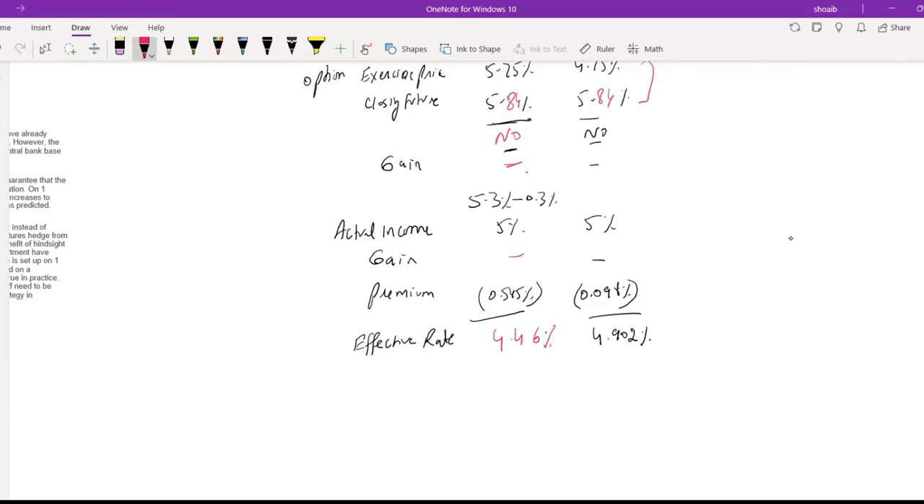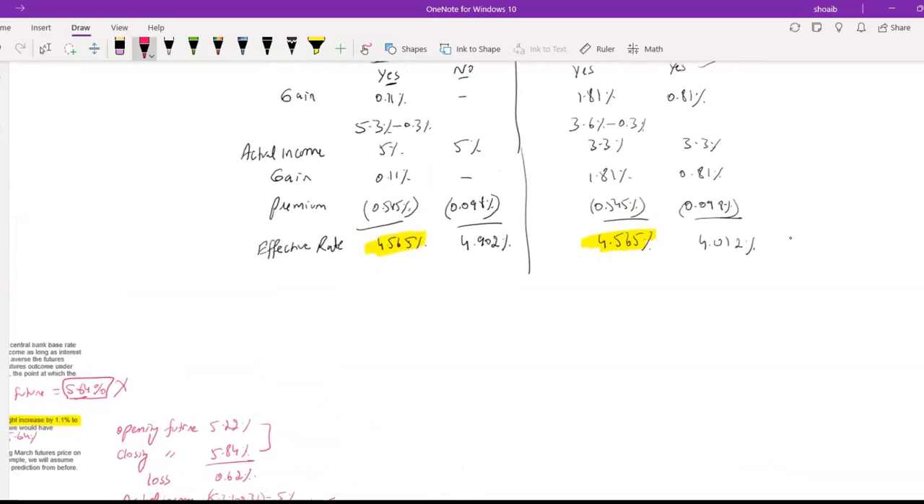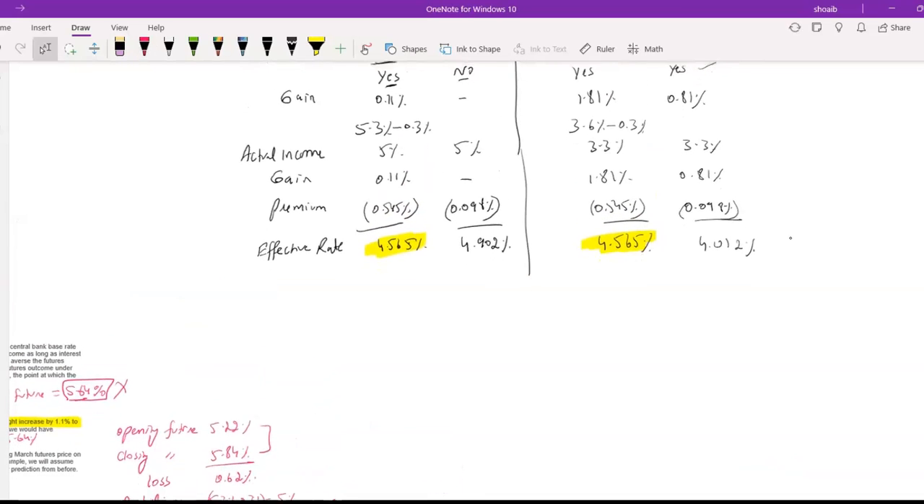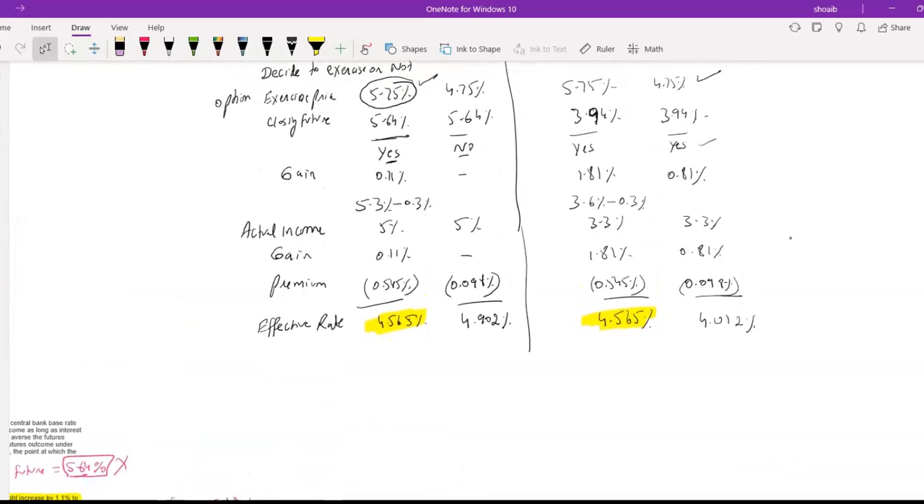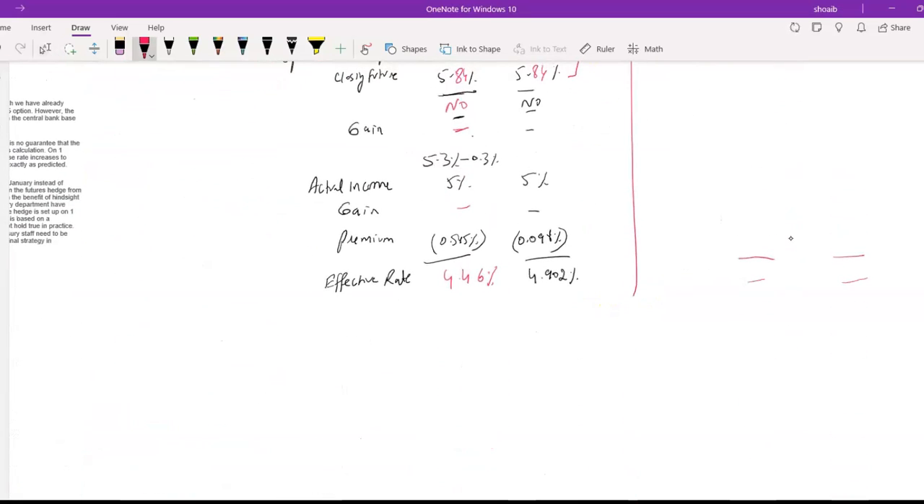Okay. Sir, why have you not solved the other part, the 3.6% case? That will not change, because in B part, the examiner is only asking about the increase in interest rate. That will remain same. That is 5.65 and 4.01. Okay, that would remain same.